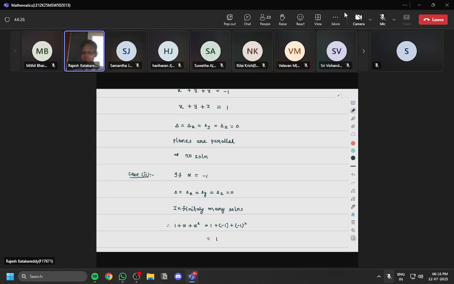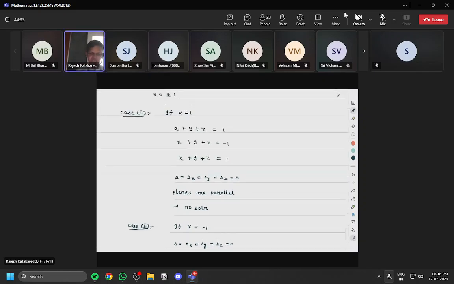Online students, some doubt here? Sir, can you explain Case 1? Case 1, for alpha equals 1, you can see no planes are parallel here. That's why only one solution won't be there. If planes are parallel, there is no point of intersection. If there is no point of intersection, then how can we have infinitely many solutions? So anything else? Any other doubts?